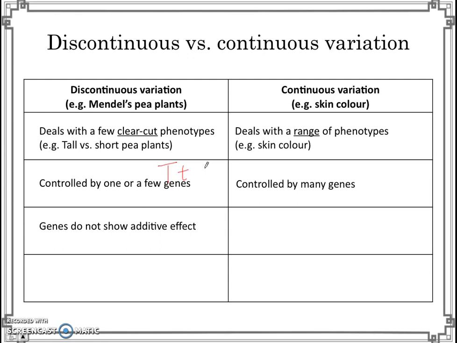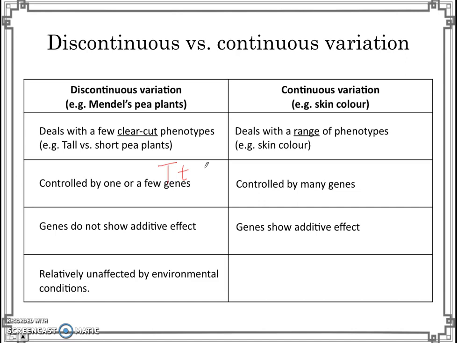In discontinuous variation, because it is only controlled by one gene, or at most maybe 2 genes, the genes do not have an additive effect. But in continuous variation, the genes have an additive effect. Just now you saw that even though there are 3 gene positions, all of them contribute to the skin color, so they all add up together to give the final skin color. And finally, discontinuous variation is not very affected by the environment, while continuous variation is more affected by the environment.